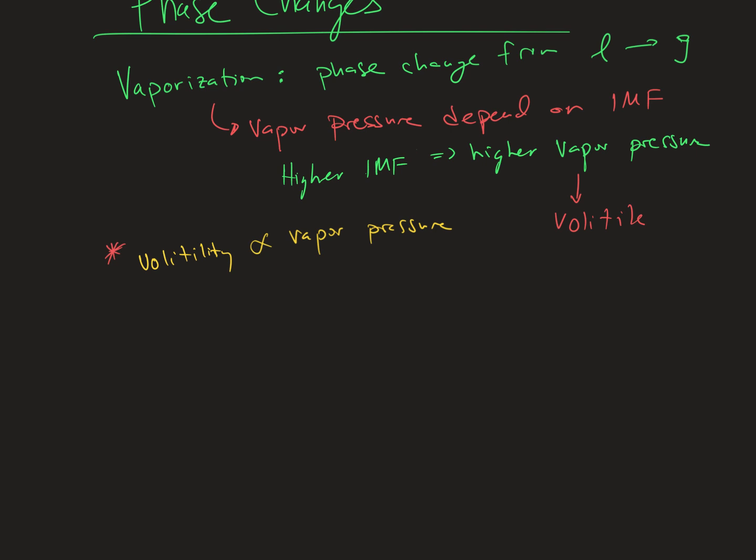Next phase change is condensation. Condensation is phase from what to what? From gas to liquid is the opposite, right? Think about condensation on your drink, right? So it's the water in the air that cools and turns into liquid water.